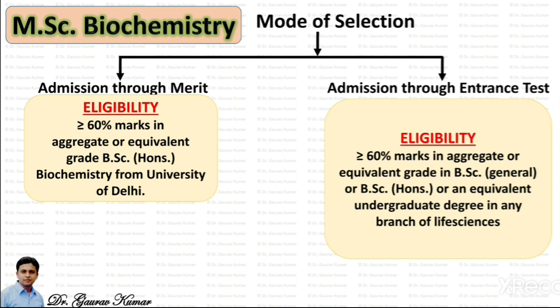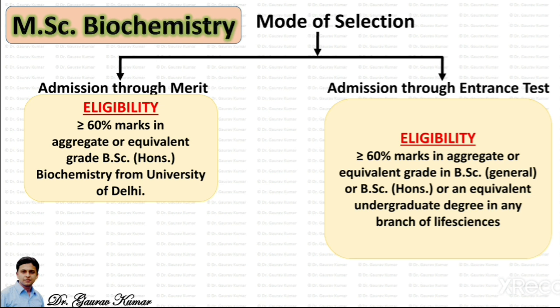So for biochemistry, again the mode of selection is twofold. There is a merit based admission as well as the entrance test based. In the merit based admission, we have the eligibility of greater than or equal to 60% marks in aggregate or equivalent grade in BSc Honors Biochemistry from University of Delhi. And for the entrance test, we have greater than or equal to 60% marks in aggregate or equivalent grade in BSc General, BSc Honors or an equivalent undergraduate degree in any branch of life sciences.